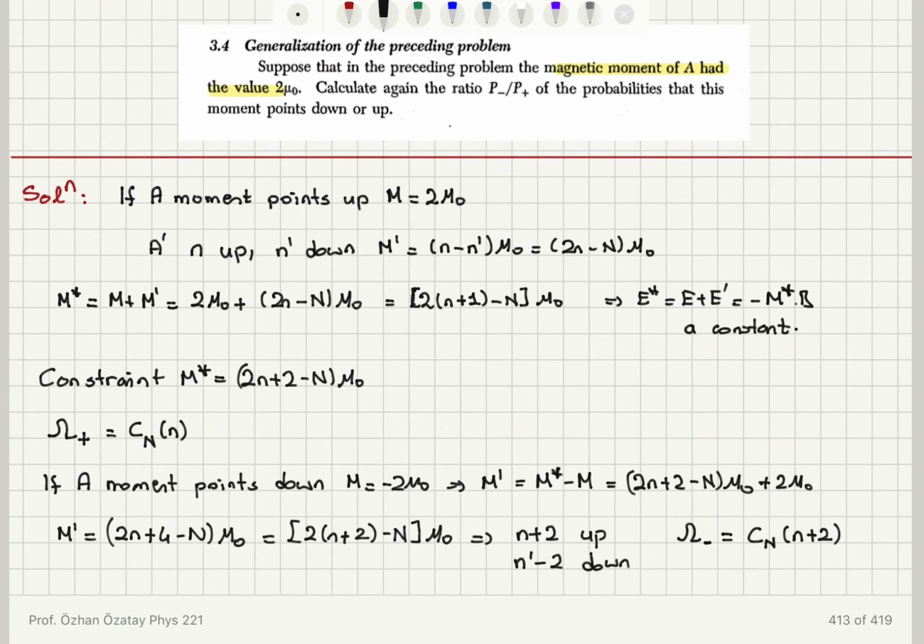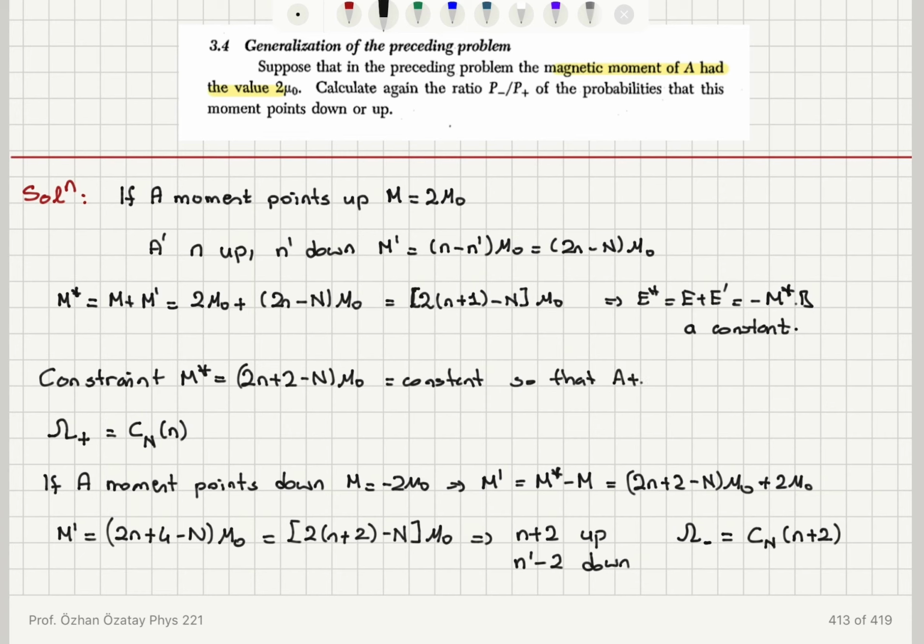Okay, so let's take a look. We're generalizing the preceding problem. Calculate again the ratio P minus to P plus of the probabilities that this moment points down or up. The change is that the magnetic moment of A is now 2 mu 0. So if it is 2 mu 0, the total magnetic moment becomes 2n plus 1 minus capital N mu 0. Because A prime has n moments pointing up, n prime pointing down, and each moment has a value of mu zero. The total energy will be equal to minus m star times B. So m star is a constant.